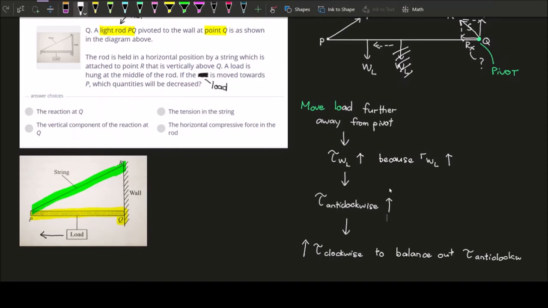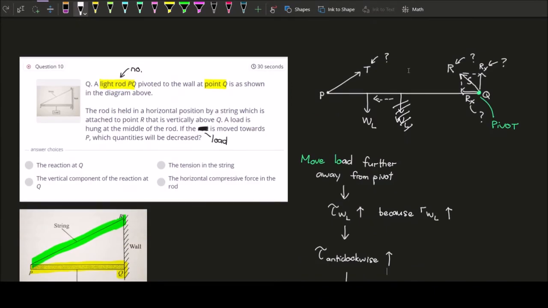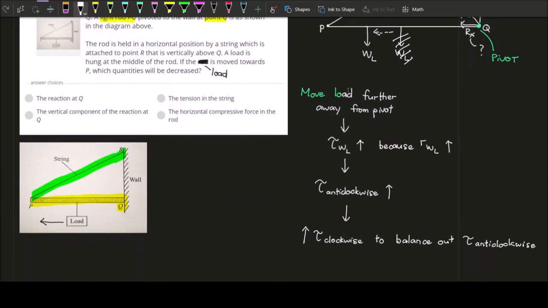Okay, so how are you able to increase the torque clockwise? Well, there's only one force that contributes to torque clockwise, which means this tension here will have to increase, because there's no other way. You cannot shift the rope, the string is fixed at P, so you cannot change the R. So the only thing you can change is the T.